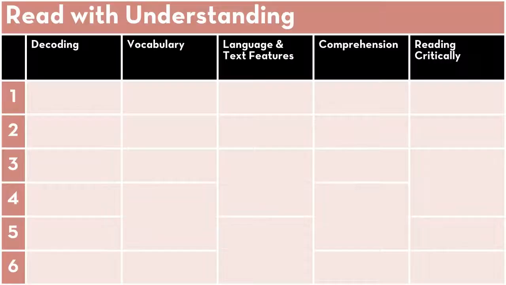So we call this best guess, don't stress. So let's have a look at the best guess process in a bit more detail. This is my read with understanding strand, and you can see there's 5 different progressions here. I've got decoding, vocabulary, language and text, comprehension, and reading critically.